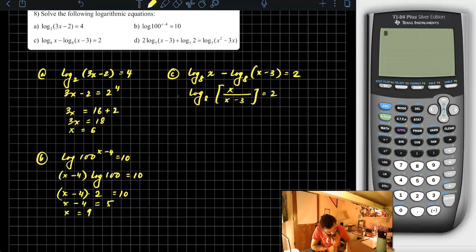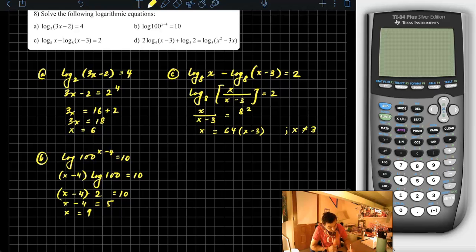Now I'm going to log loop, and I'm going to get x over x minus 3 equals 8 squared. I can cross multiply, and in the back of my mind, I'm going to pay attention to the fact that x cannot equal 3 in this case, because we'd be multiplying both sides by 0 otherwise.